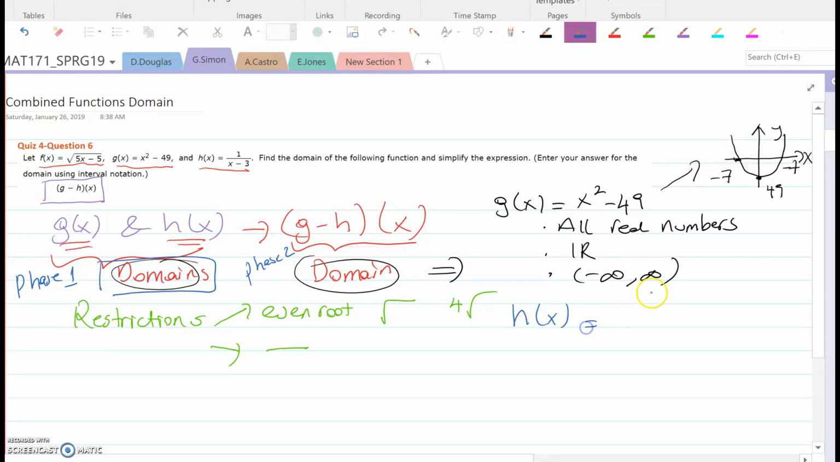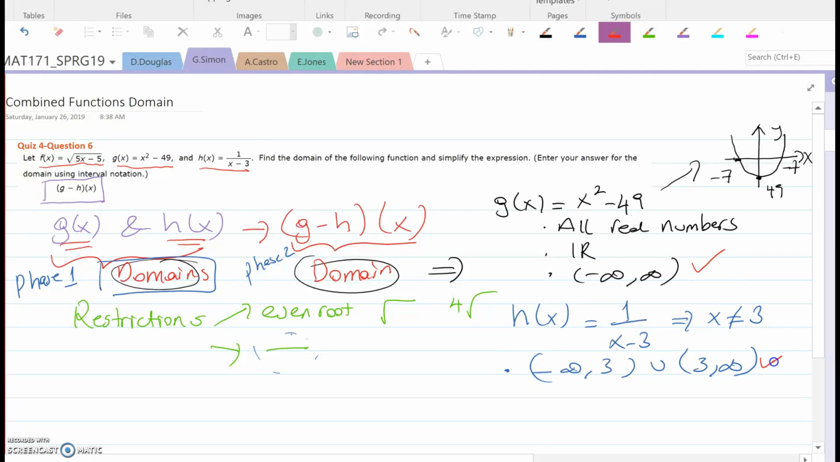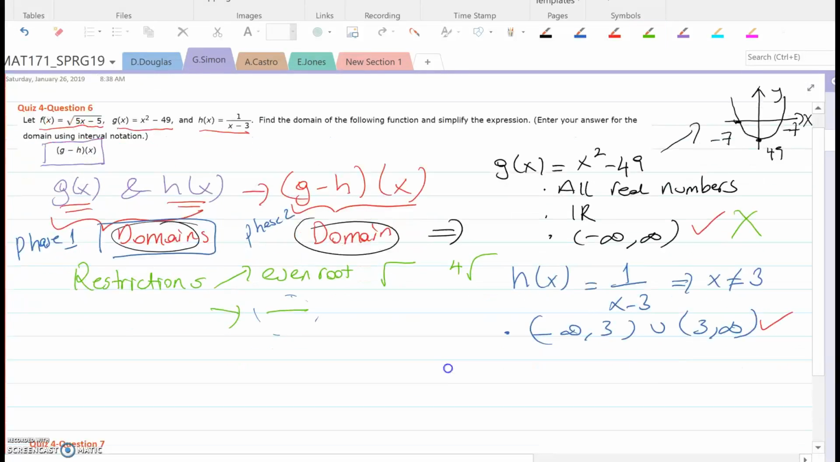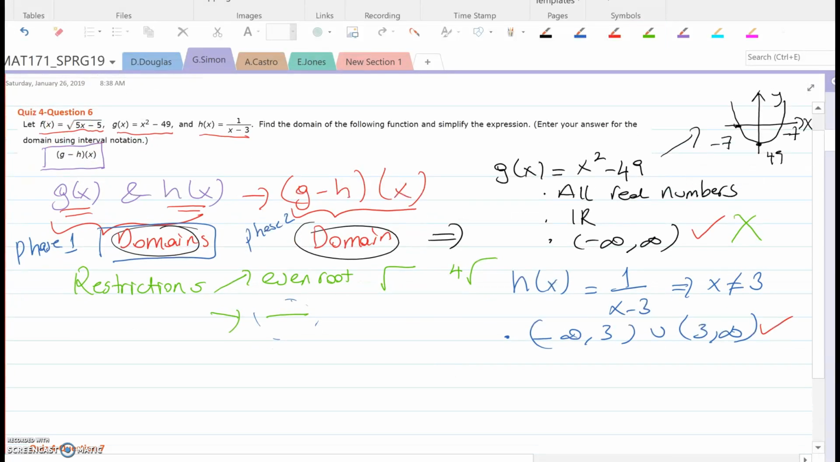Okay, so h of x is 1 over x minus 3. We do have a denominator, which is this one. Then we can say that x cannot be equal to 3. Then we can write it as negative infinity to 3 union 3 to infinity. Okay, so we need to take this into consideration. Well, as a matter of fact, this one is not a consideration, right? Because it's taking all real values, we can just omit that.